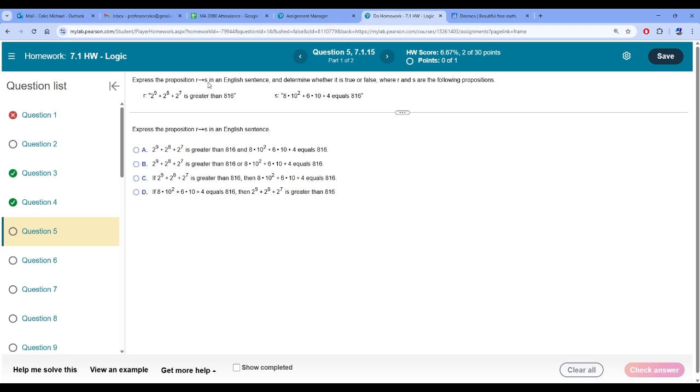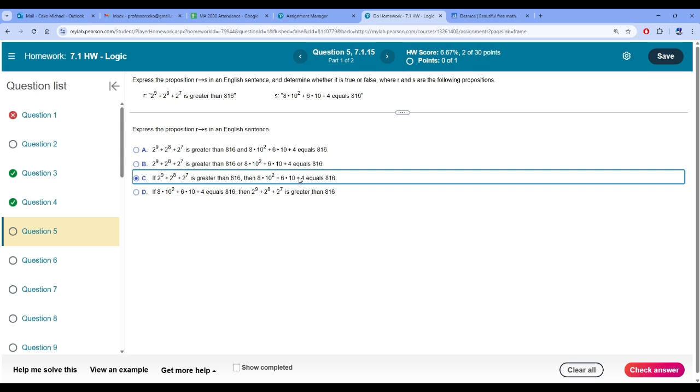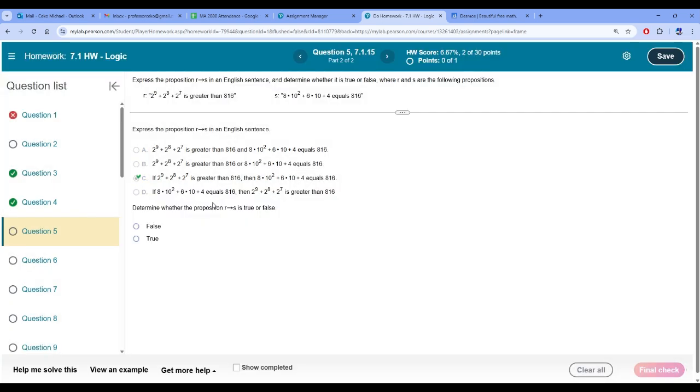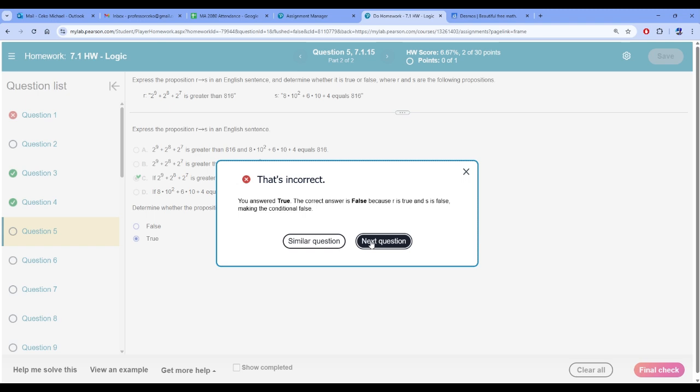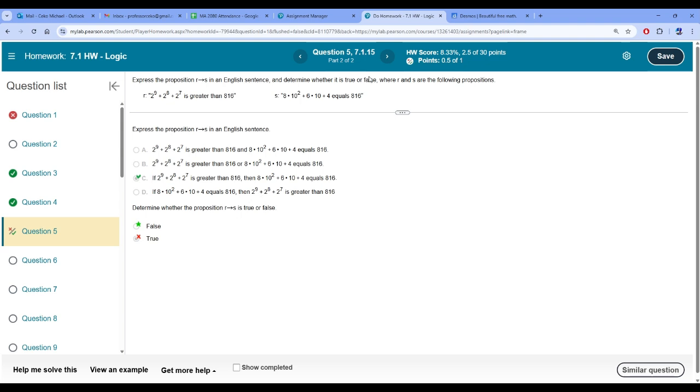Express the proposition R implies S in an English sentence and determine whether it is true or false. Okay, so 2 to the 9th plus 2 to the 8th plus 2 to the 7th is greater than 816. 8 times 10 squared plus 6 equals 816. If this, then that, right? Cool. Is it true or false? I'm going to go true. And S is false. Oh, this doesn't equal 816. I didn't figure it out. Okay, but you guys get it, right? Moving on.